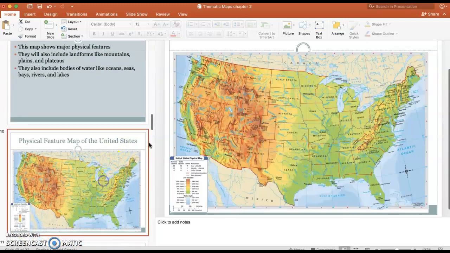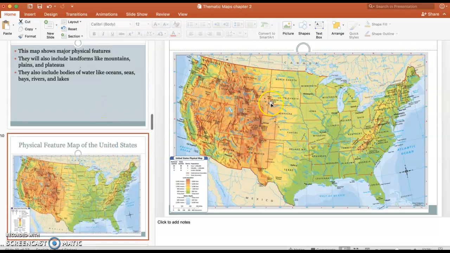Physical maps, on the other hand, show landforms, like our landform project. They show mountains, they show rivers, they show lakes, they show plateaus, plains, all these different types of physical landforms that we have on our Earth, including oceans, right? It should never exclude bodies of water. That's included as well. So physical maps show landforms that we can interact with on our Earth.